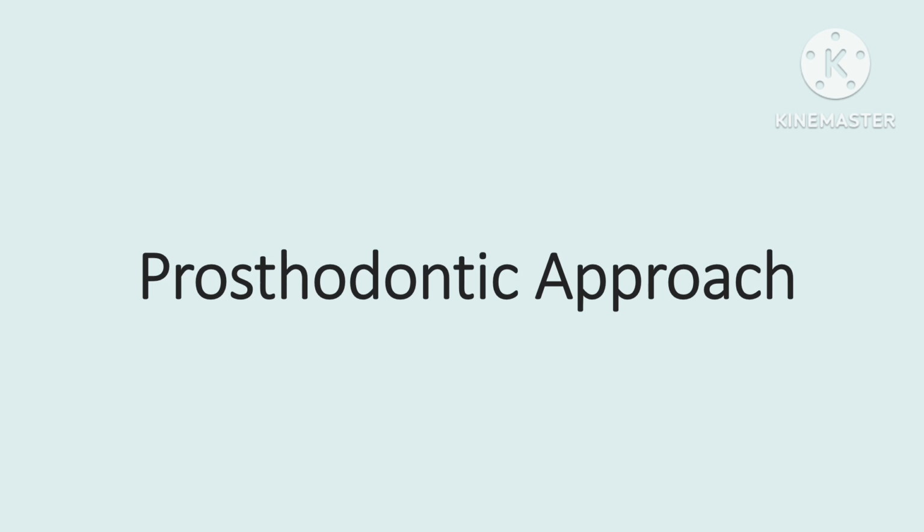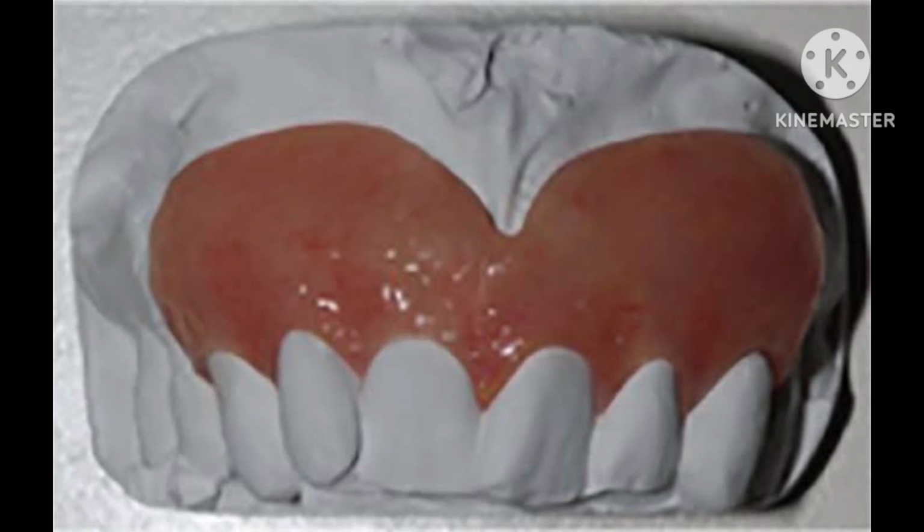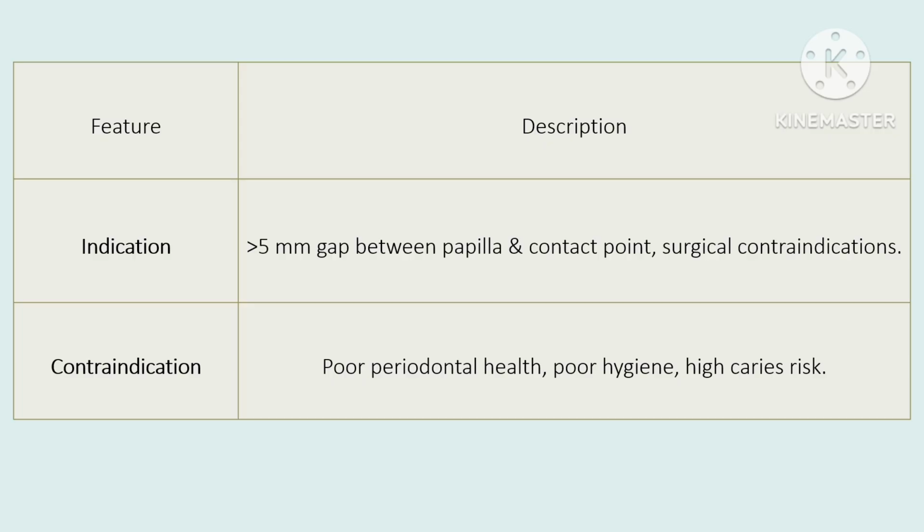Non-surgical methods mainly involve the use of gingival prosthesis, either removable or fixed. Gingival veneer is a removable prosthesis that masks black triangles or gingival recession by replacing missing papilla with gum-colored material. It is non-invasive, aesthetic, cost-effective, and useful when surgery is not feasible, though it requires regular cleaning and maintenance.